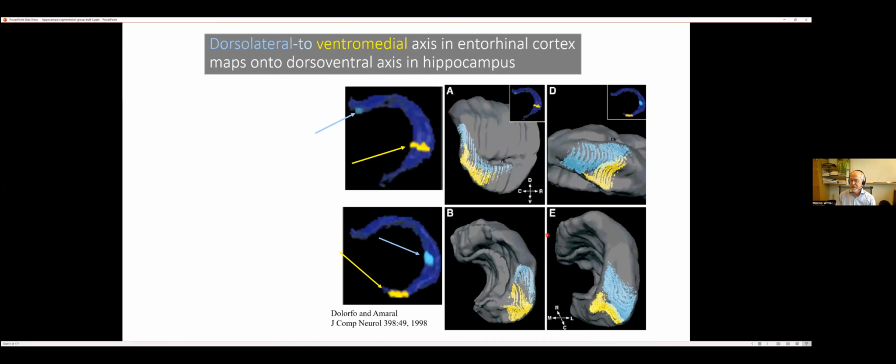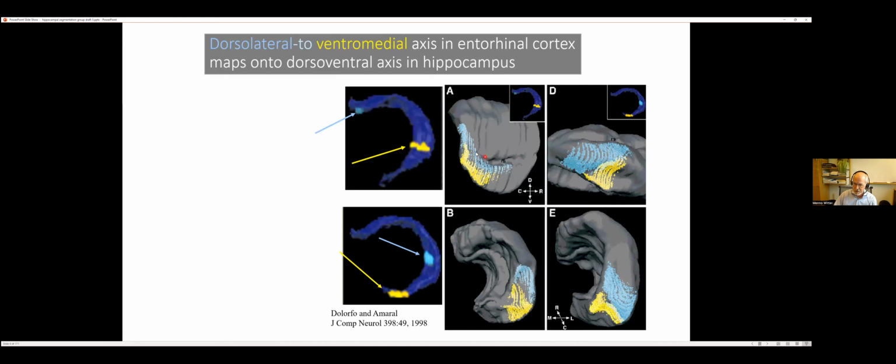Now there's a second organizational feature with respect to the projections from the entorhinal cortex to the hippocampus. And that has something to do with really the position in the entorhinal cortex. So again, you're looking at a rat, and this is an example of a rat.